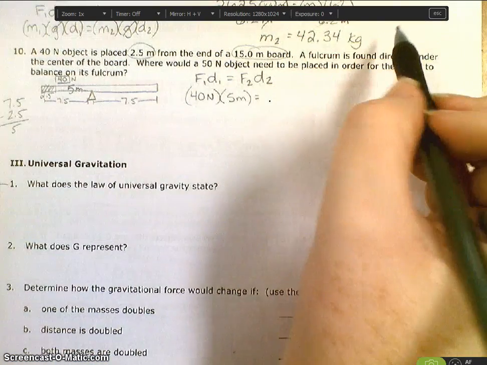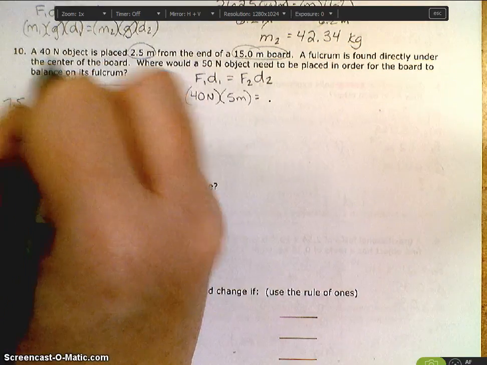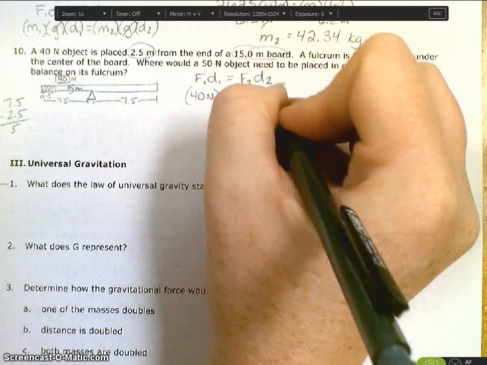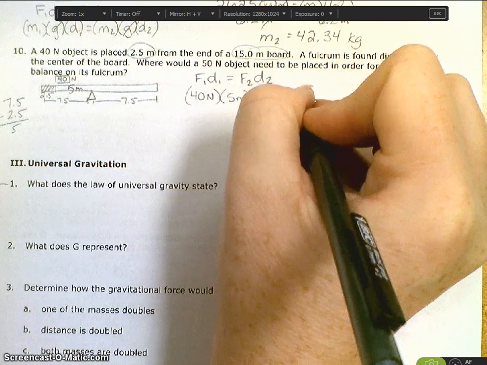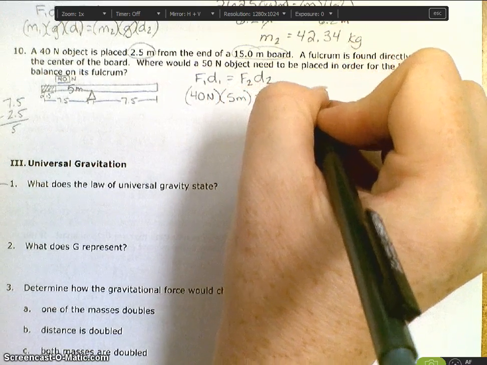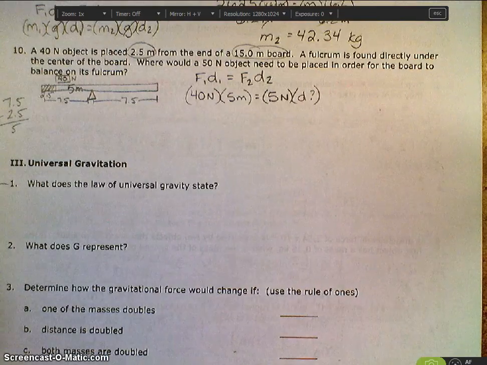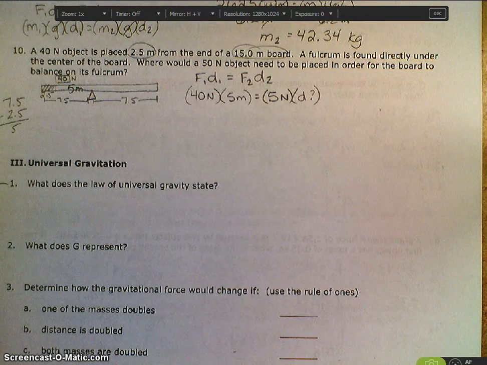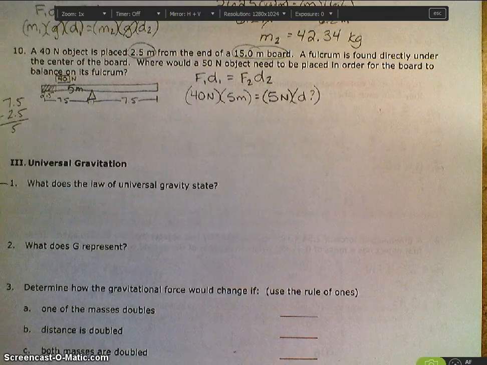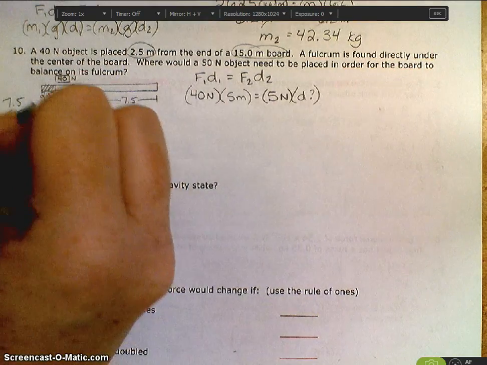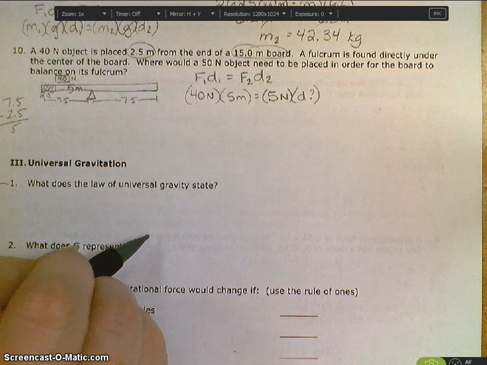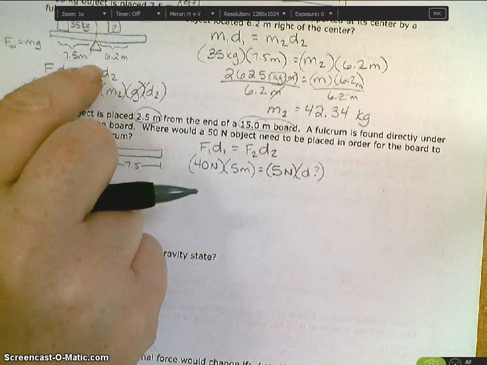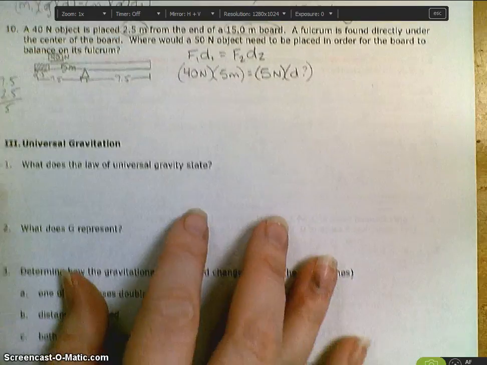Let's read the rest of the problem. You've got the fulcrum directly under the center. Where would we put a 50 Newton object? So I've got the weight force, and I want to know the distance. Okay? We can use distance from center. That's the important piece to note. So as soon as we solve this, we're done. The only tricky part was figuring this part out. There will not be a question like this on the test that you have to do. Focus on these problems. Don't worry about this little tricky guy.